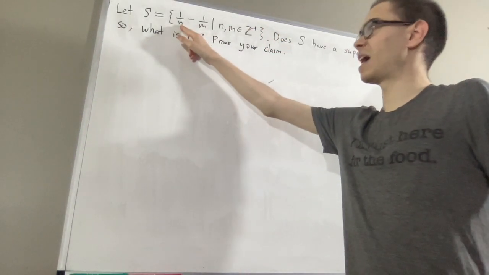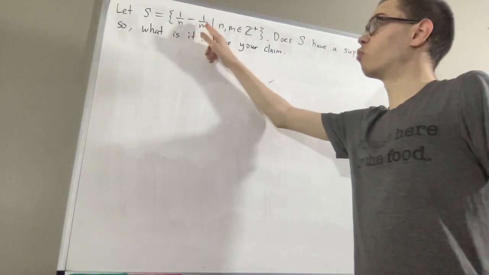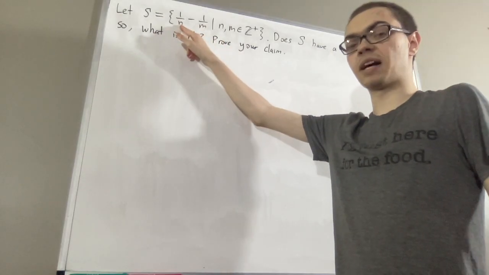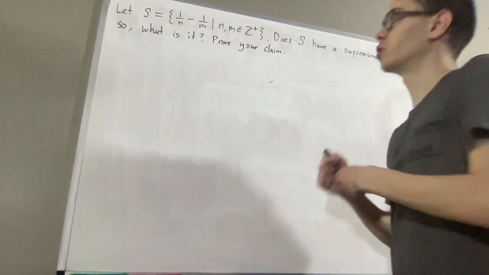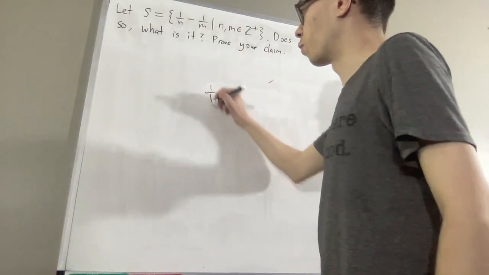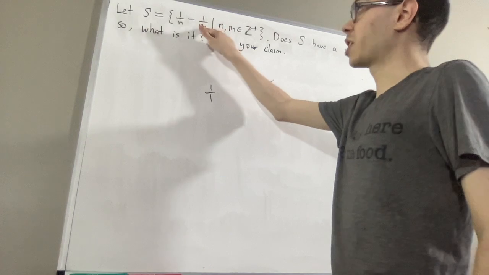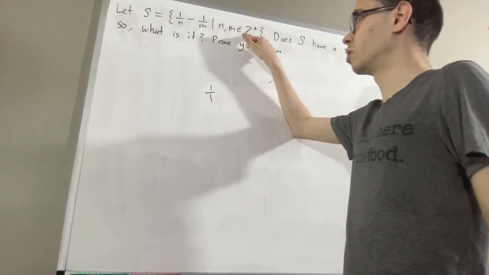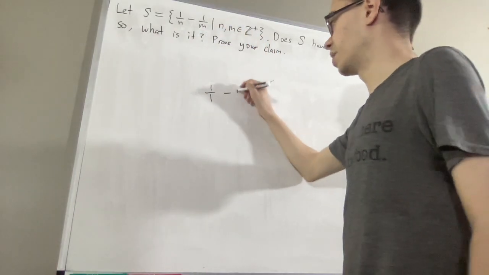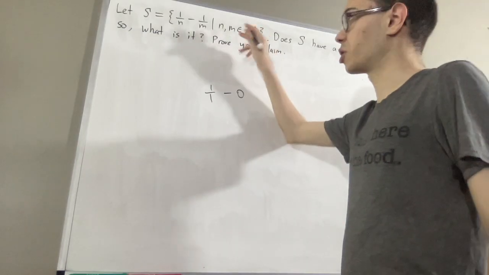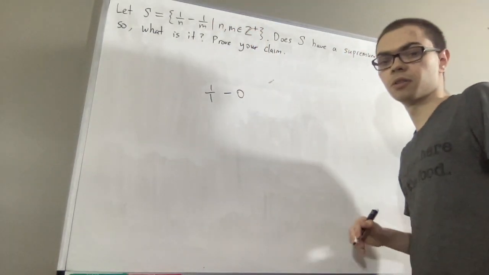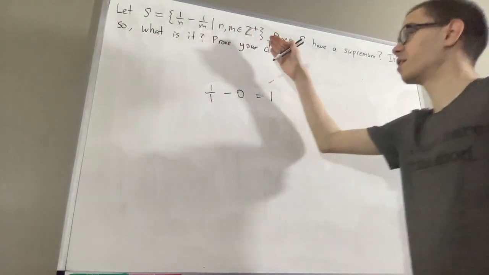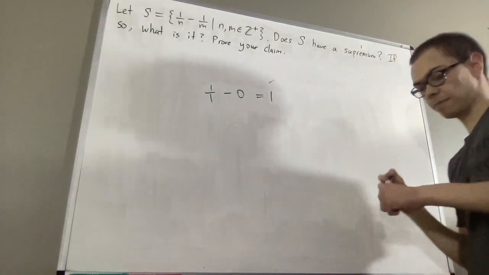over n as large as possible and make 1 over m as small as possible. Now, to make 1 over n as large as possible, we're trying to make n as small as possible. So we just take n to be 1. We get 1 over 1. As for the second term, 1 over m, to make it as small as possible, we make m as large as possible. So then the second term essentially becomes 0, because when we take m really, really large, 1 over m essentially becomes 0, right? But this is just equal to 1. So the supremum of this set should just be 1, and we're going to show that.